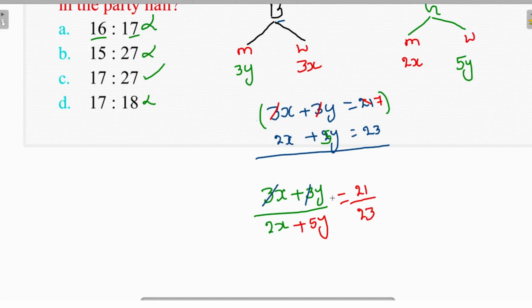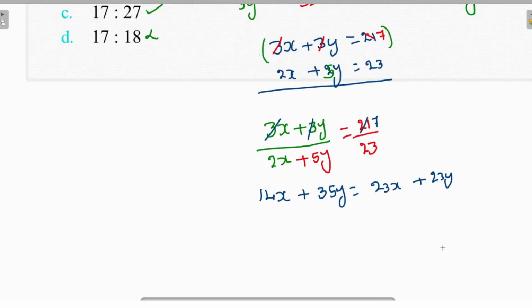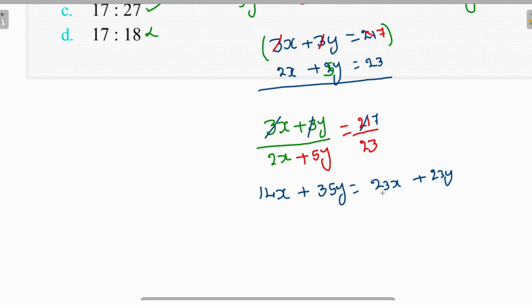3 ones are 3, 3 sevens are 21, 7 into 2 is 14x, 7 fives are 35y, and 23x plus 23y. Now x on one side, y on the other side. 14x brought over, it will be 23 minus 14, that is 9x. If it comes this side, 35 minus 23, that is 12y. Then x by y is equal to 12 by 9, that is 4 is to 3 as the ratio.